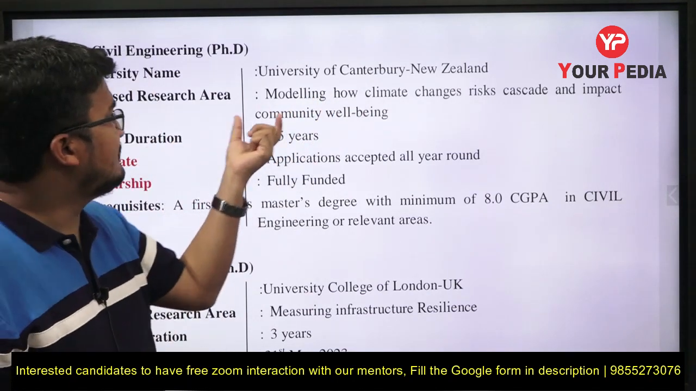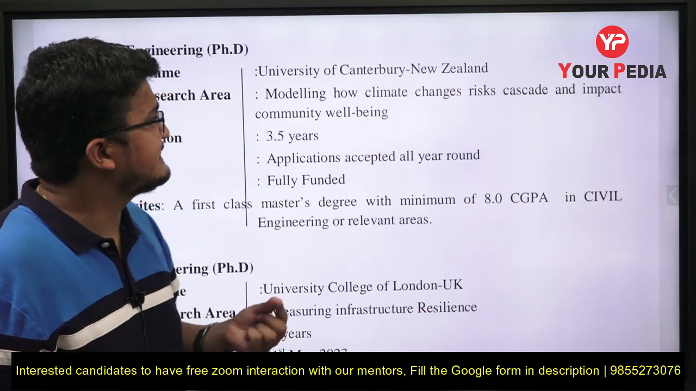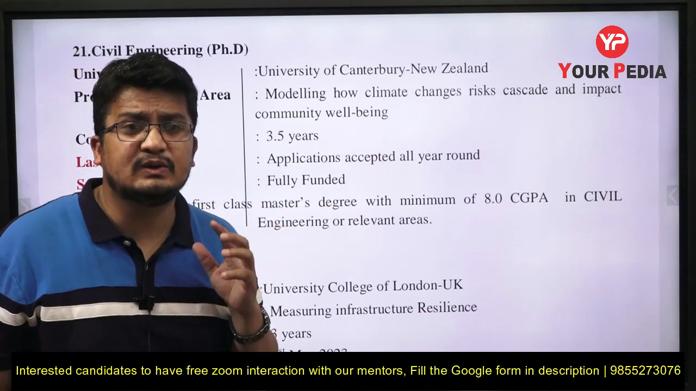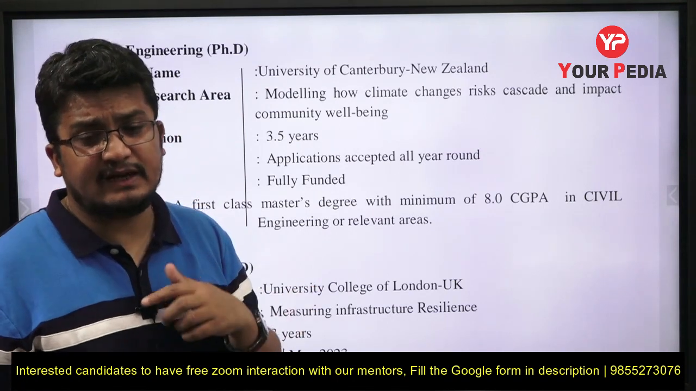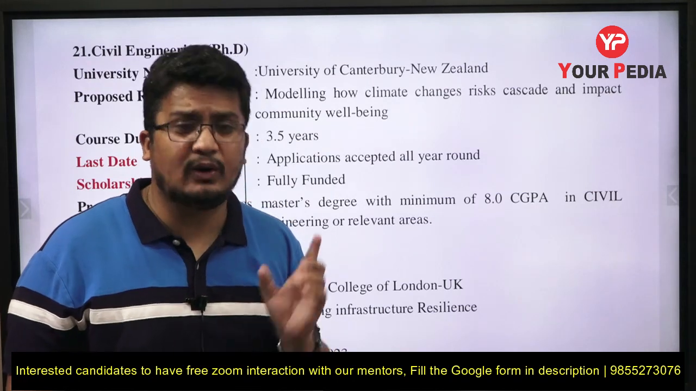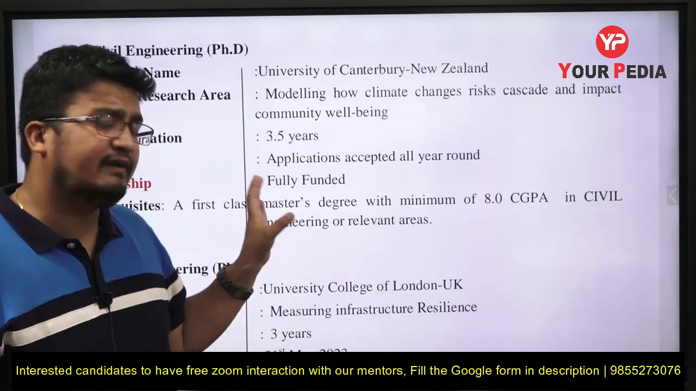Next position is for civil engineering, PhD at the University of Canterbury, New Zealand. The research area, guys, is modeling how climate change risks cascade and impact community well-being. Duration is 3.5 years, and again there is no last deadline for this. Applications will be accepted throughout the year. It's again on a first come first serve basis, so don't delay the process here. It's again a fully funded position.